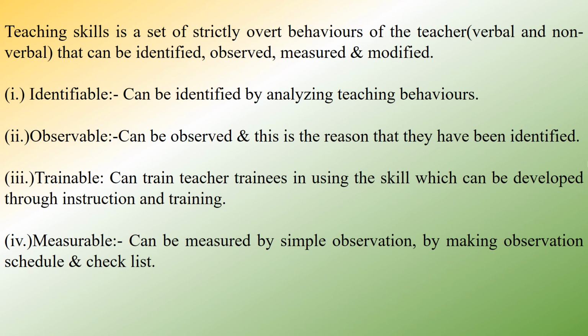Teaching skills is a set of strictly overt behaviors of the teacher, verbal and non-verbal, that can be identified, observed, measured, and modified. Identifiable. Teaching skill can be identified by analyzing teaching behaviors. Observable. Teaching skill can be observed, and this is the reason that they have been identified. Trainable. We can train teacher trainees in using the skills which can be developed through instructions and training. Measurable. Teaching skills can be measured by simple observation by making observation schedule and checklists.